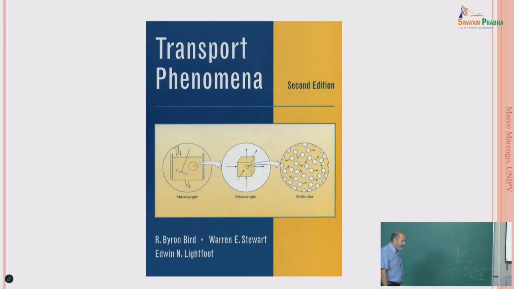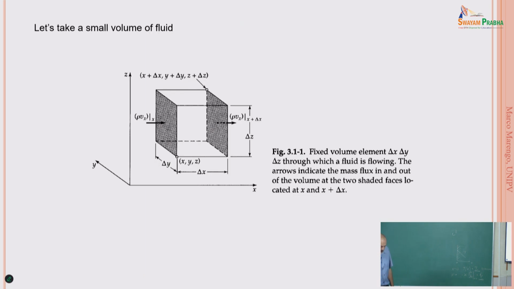The treatment of what we are doing now comes mainly from this book. It is one of my first readings on this topic, and it is an excellent introduction to heat transfer, fluid mechanics, multi-phase flows, multi-component flows, and so on. It's a very famous one: Bird, Stewart, and Lightfoot. So, how can we deal with this matter?